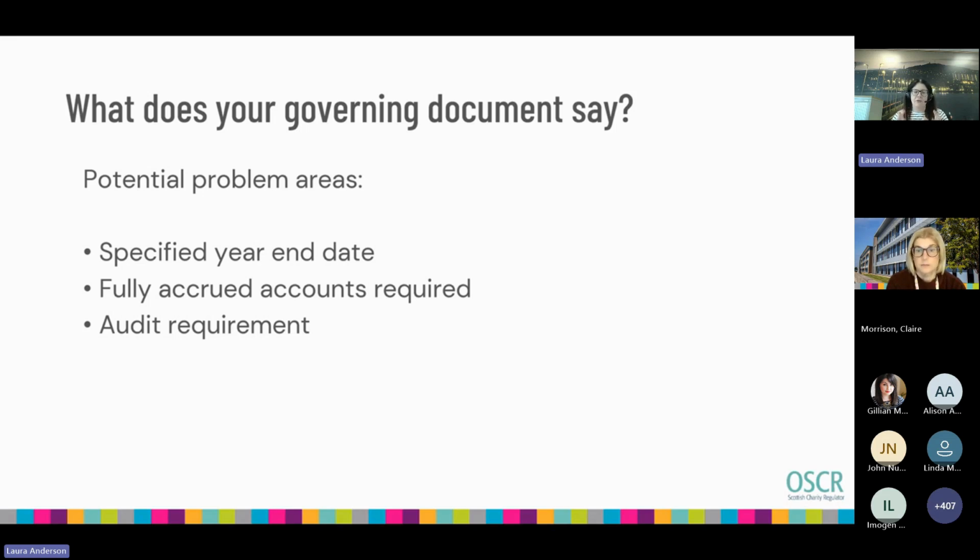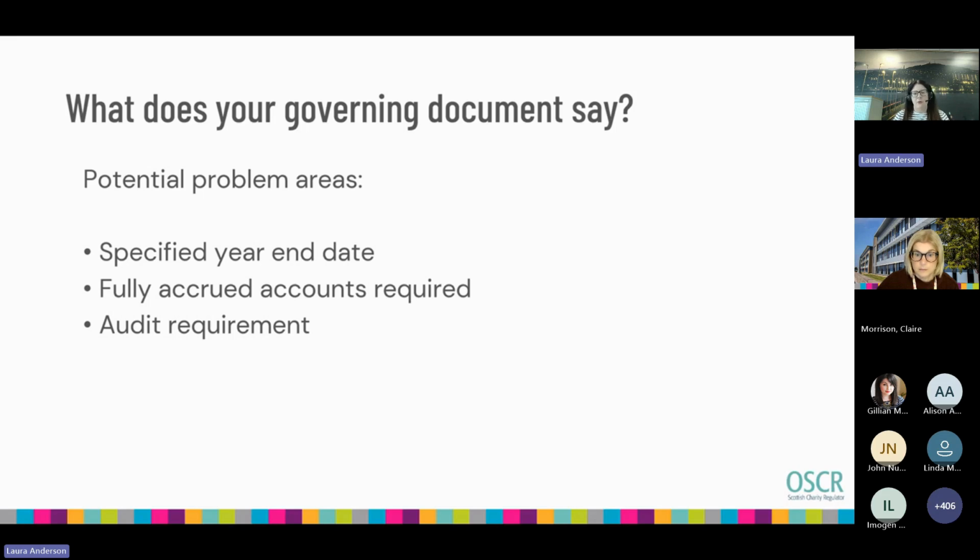It sets out the rules that your charity must follow. And if there are requirements in the governing document that exceed the requirements that are set out in legislation for your accounts, then the requirements in the governing document are the ones that have to be followed, regardless of the income or the legal form of the charity. So let's think about an example.